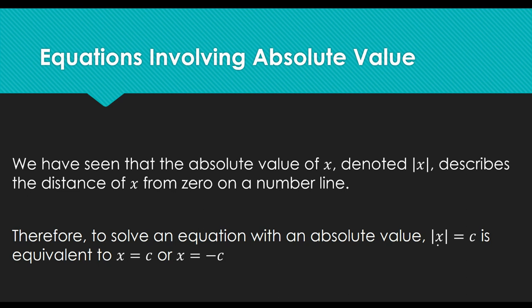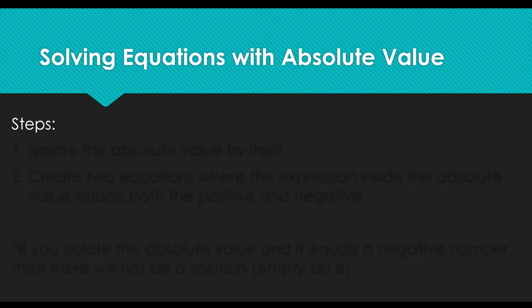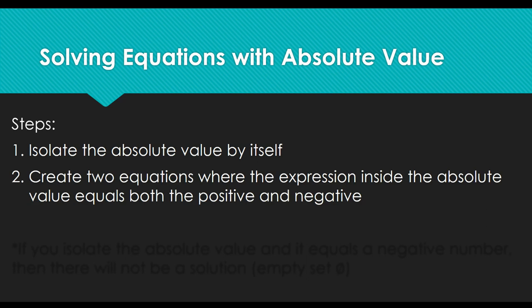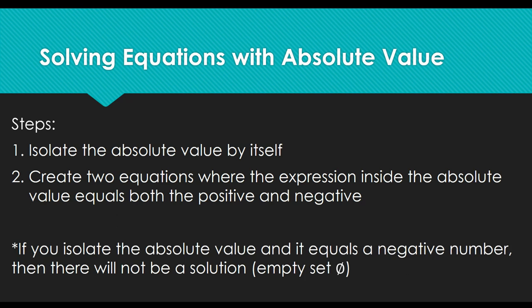So whatever is inside the absolute value, if it's isolated by itself, you set it equal to the positive value of c as well as the negative value of c. All right, so here are the steps that I kind of just described. We have to isolate that absolute value by itself. So anytime there's a number outside of the absolute value on the same side, move it by adding, subtracting, multiplying, or dividing first. Then we'll create our two equations based off of that definition, where remember, we'll have it equal both the positive and the negative value of whatever the number was that was isolated by itself.